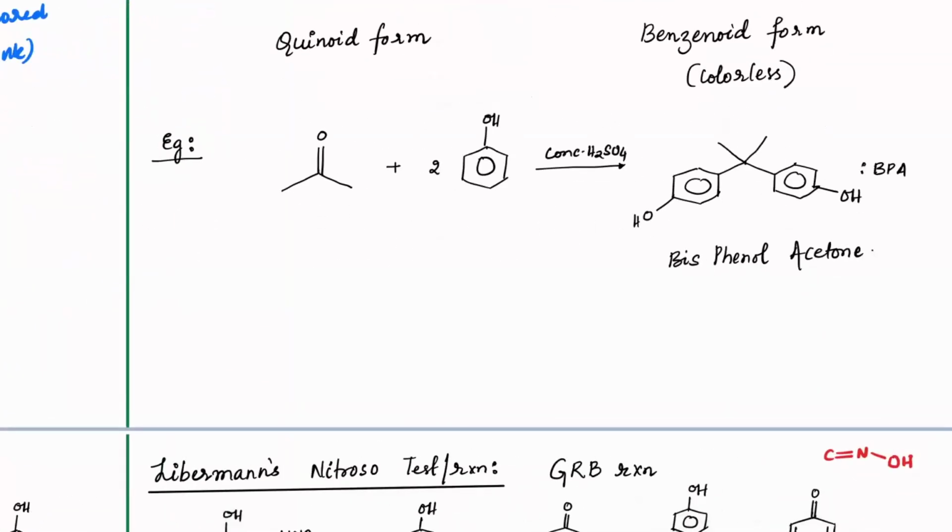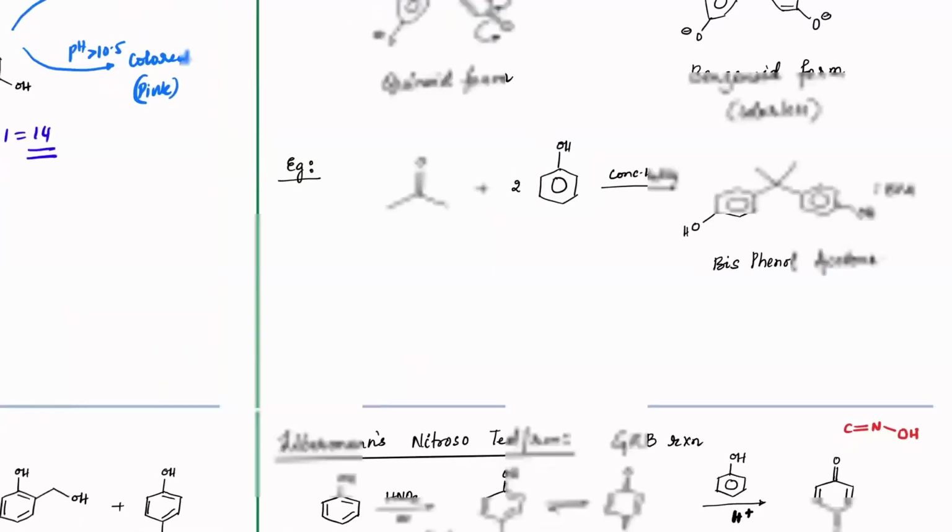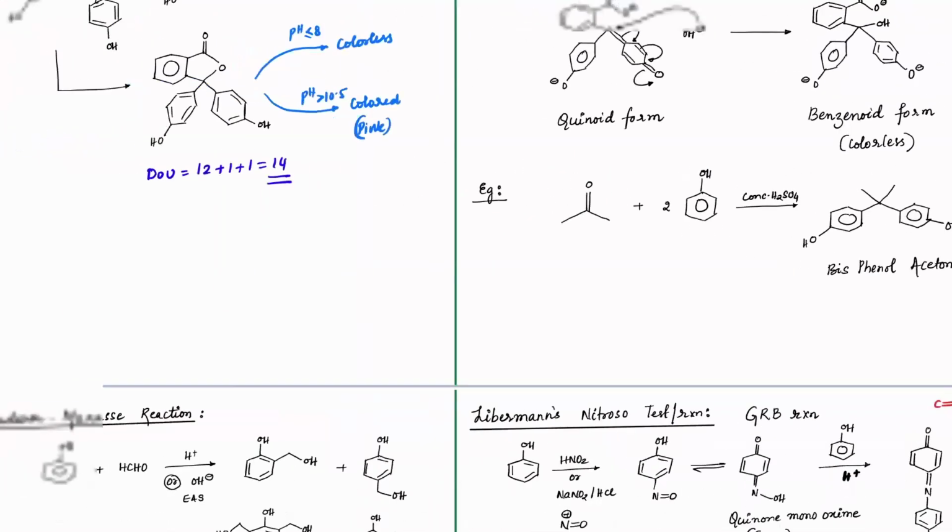Okay, next one. The same reaction, instead of phthalic anhydride, if you take acetone and make 2 moles of phenol react, then you'll get this as bisphenol acetone, BPA. BPA is a cancer causing agent. So that's why if you see these bottles, the water which I'm drinking, all of them are mentioned as BPA free bottles. Okay, bisphenol acetone free bottles.